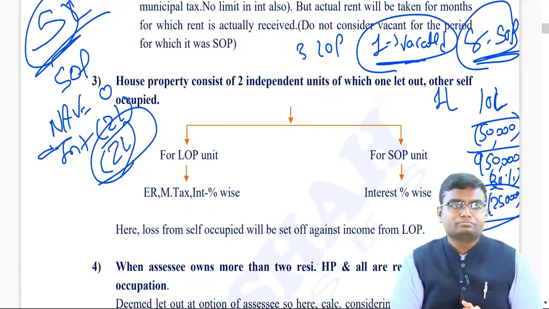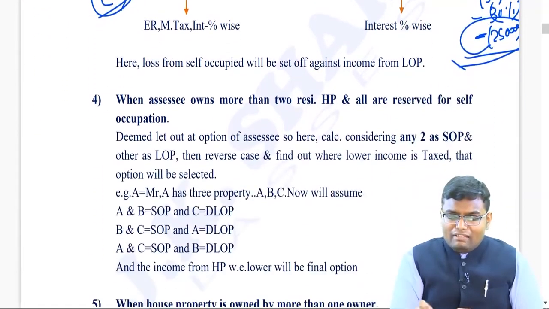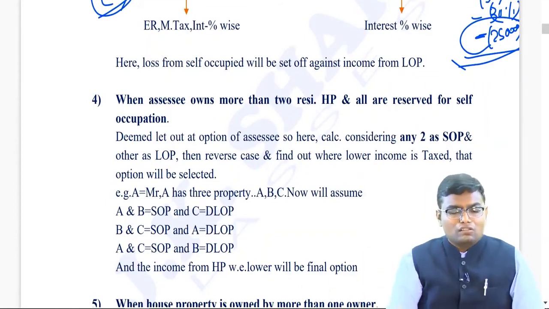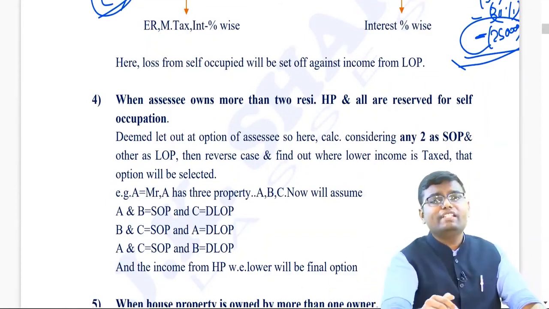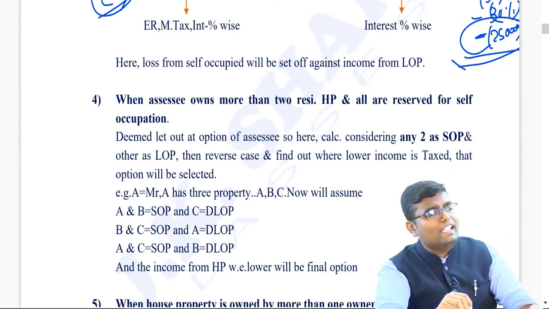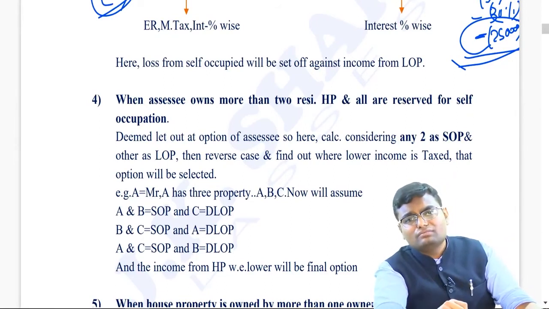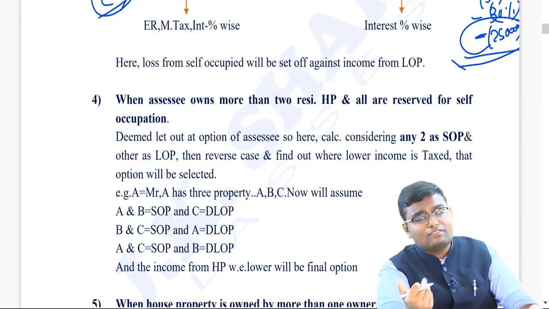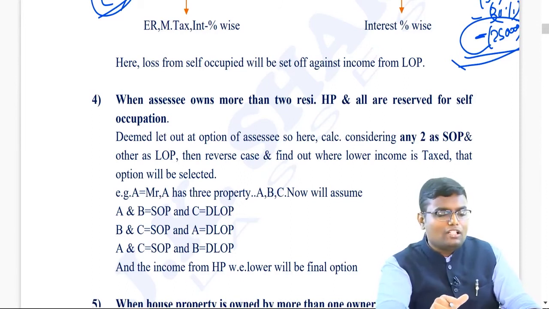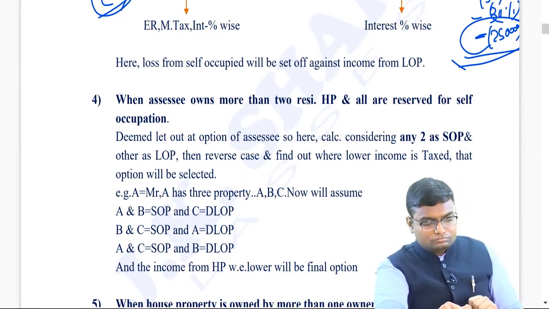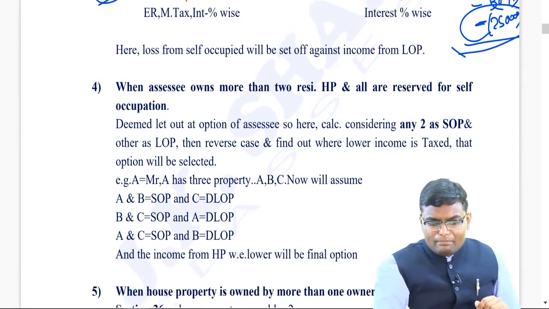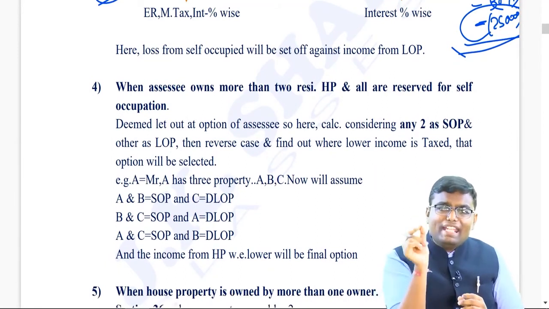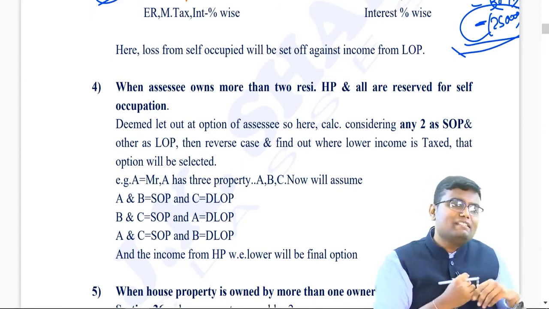That is simple. Now let's say I have 3 houses, all are used as SOP. So what I have just said in the beginning of this video, only 2 properties can be SOP, the balance will be deemed as LOP. Then how to decide which property is SOP? Government has given you the option. So what will I do? I will take option number 1. Let's say there are 3 properties, A, B and C. Option number 1: property A and B SOP, property C deemed LOP.